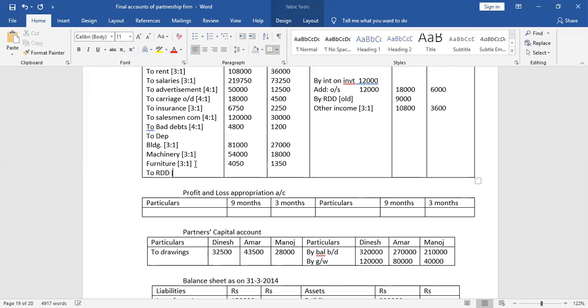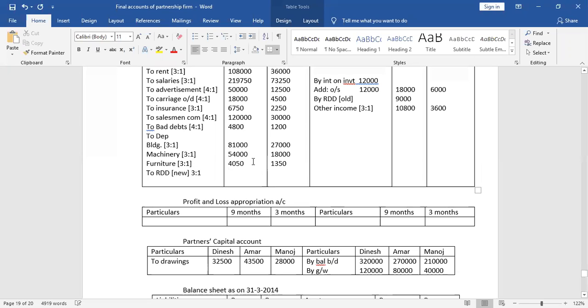So this 12,000 also we will have to divide here to RDD new in 3:1. Divide करो in 3:1, 12,000. So how much you will get? 9,000 and 3,000. So this is also done.